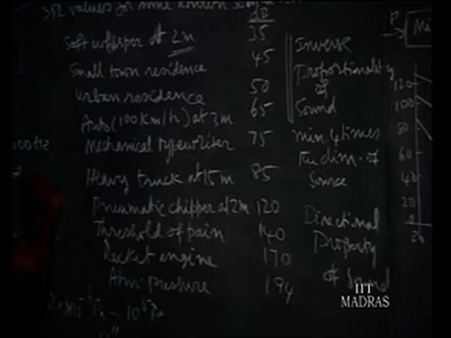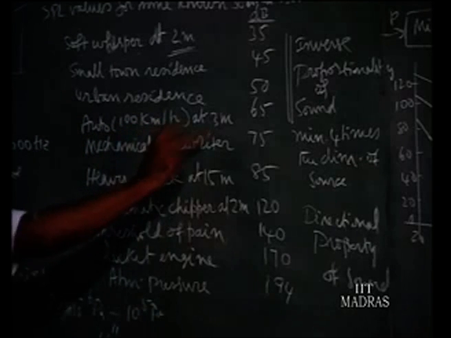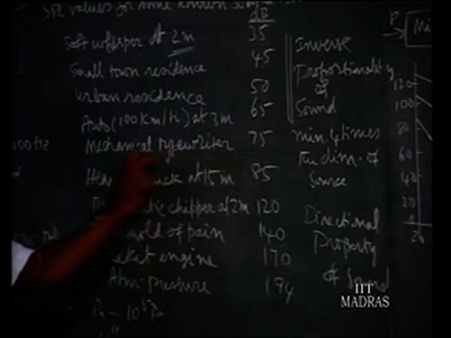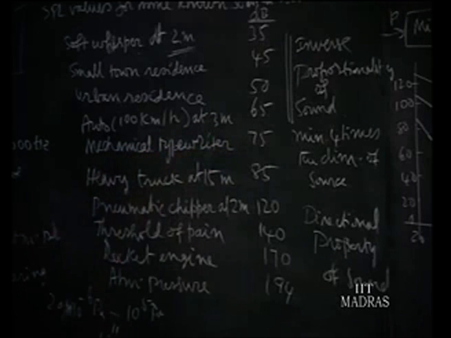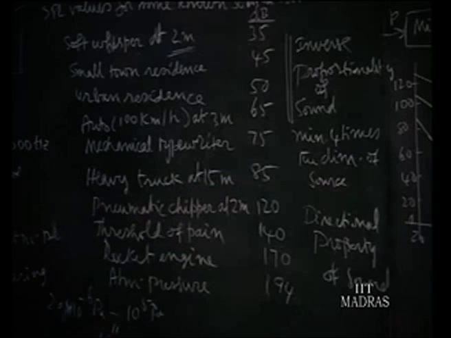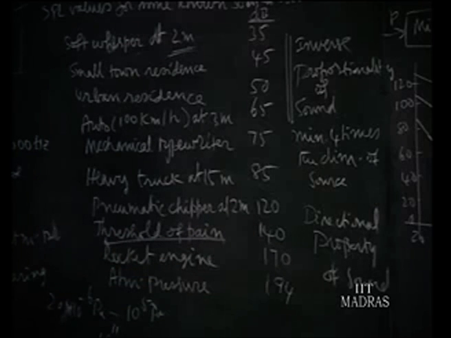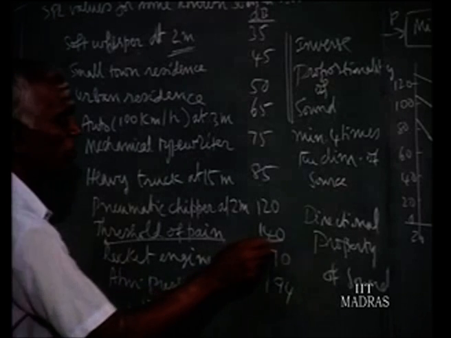Then an auto running at 100 kilometers per hour, if you measure at 3 meter distance, is 65 decibel. A mechanical typewriter is 75 decibel, and a loaded heavy truck lorry at 15 meter distance is 85 decibel. A pneumatic chipper, because pneumatic will make a lot of sound, is 140. What is the threshold of pain? If the sound is around 140 decibel, your ear starts paining. That paining value is 140 decibel.